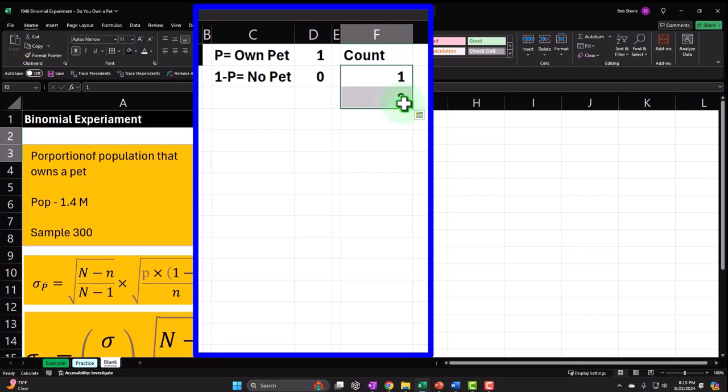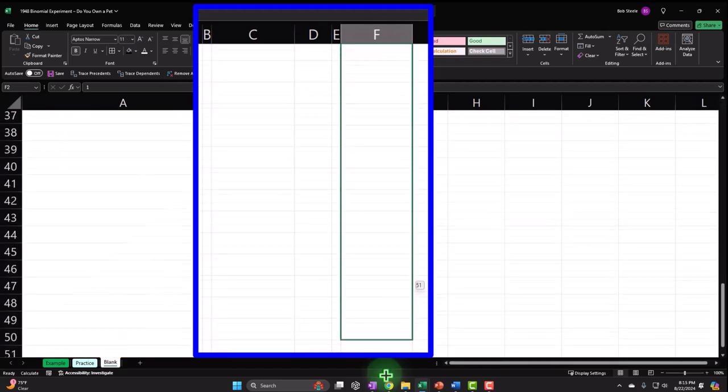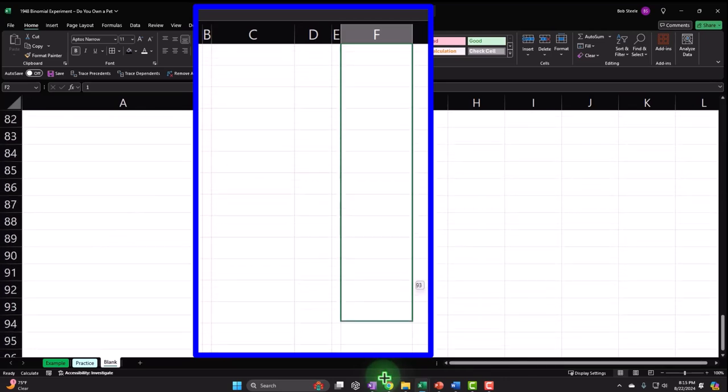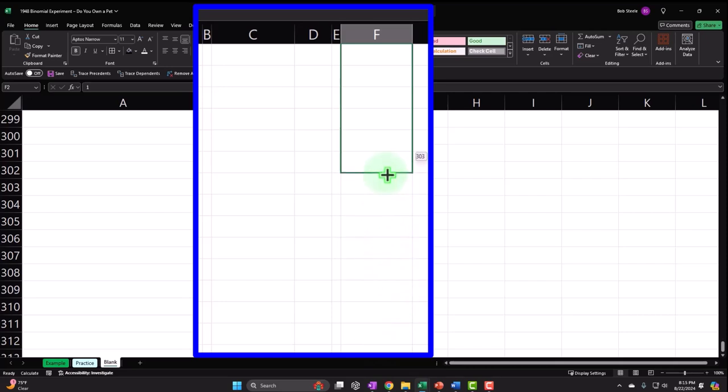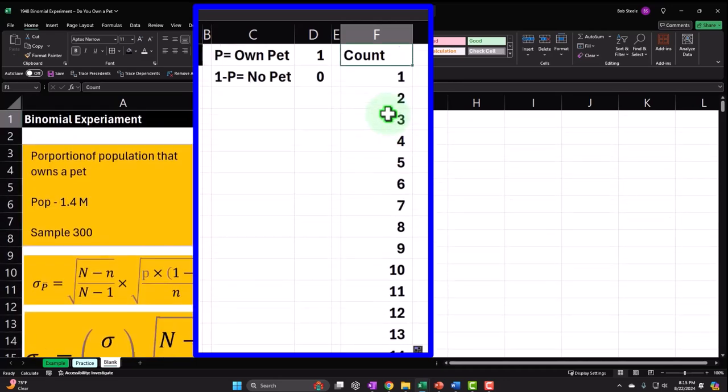I'm going to select those two, put my cursor on the fill handle, and drag it down. Excel should see the pattern. You could use a SEQUENCE function to do this, but 300 really isn't that far down, so I like to just do it this way. It's pretty easy to do, and I can ramble as it goes down so people don't get too bored.